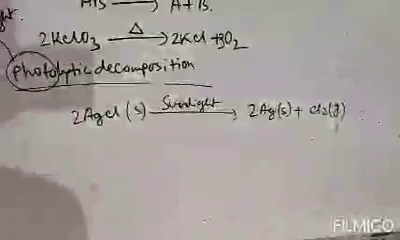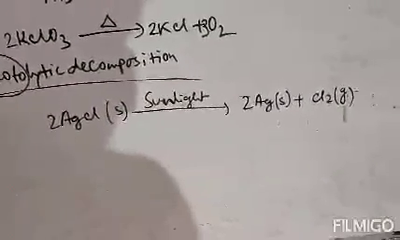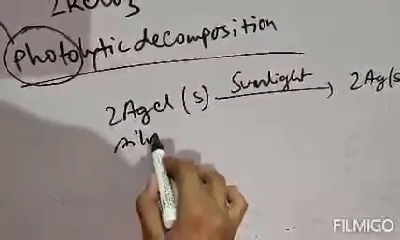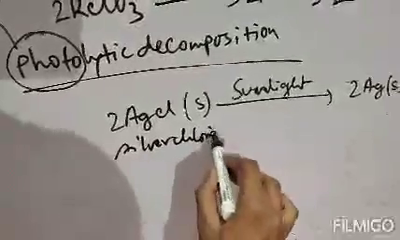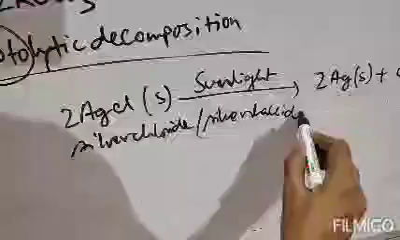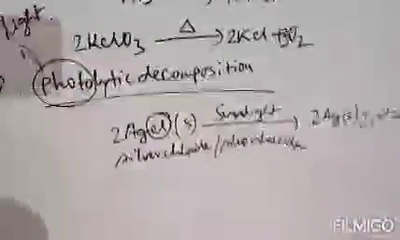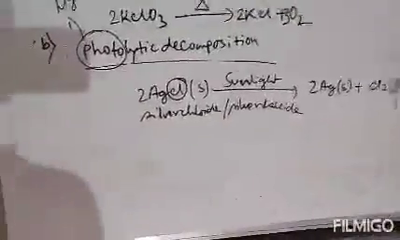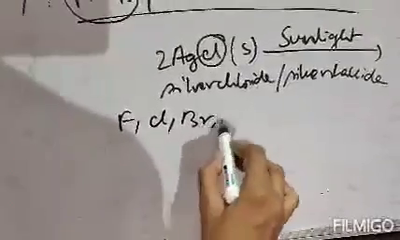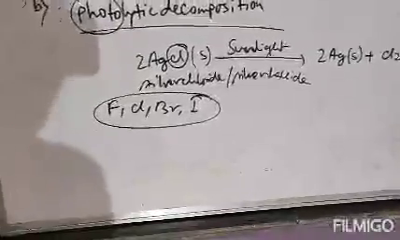Clear? So when silver halide is given sunlight, it decomposes to silver and releases Cl2, or chlorine gas. Now this is silver halide, or particularly we can say silver chloride. Why halide? Because of this chlorine. We know that fluorine, chlorine, bromine and iodine, these four are termed as halogens.